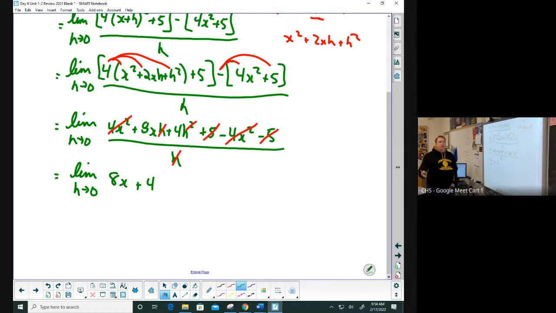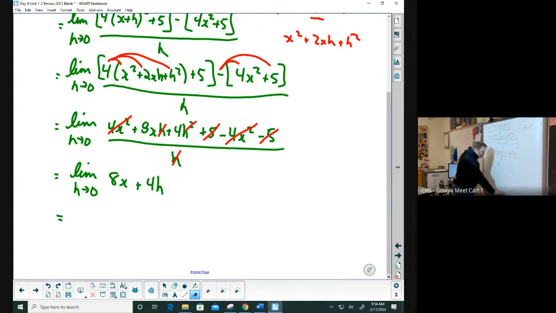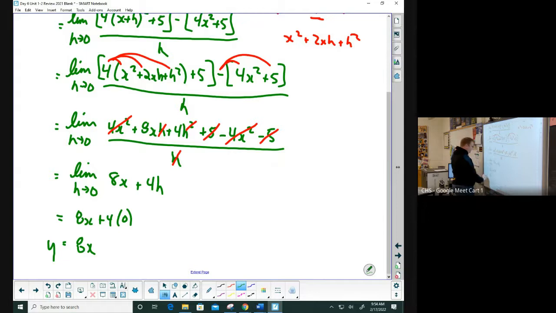Now that I've gotten rid of the h on the bottom, I can evaluate the limit. I can take the limit by substituting h equals 0 in. Oh, wait, this is 4h, excuse me, because only the square disappears, so it's 4h. Now I can evaluate the limit. Since I'm evaluating the limit, I don't need the h anymore. So 8x plus 4 times 0, which is just 8x. And that is y prime.